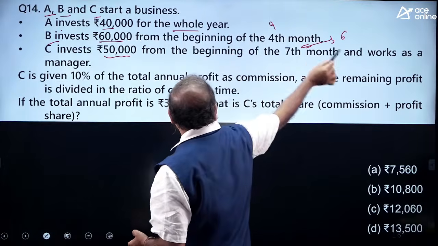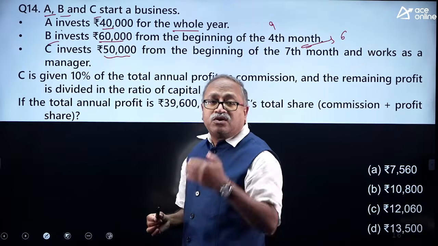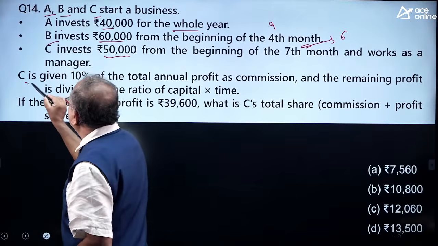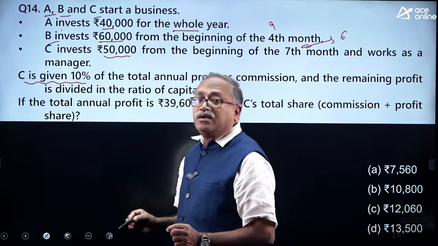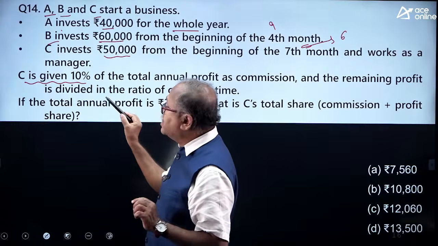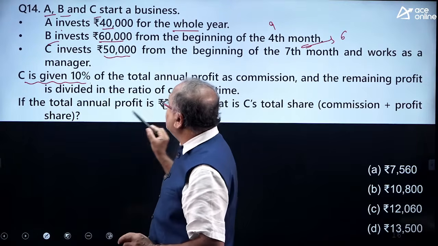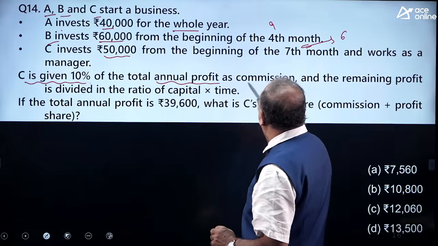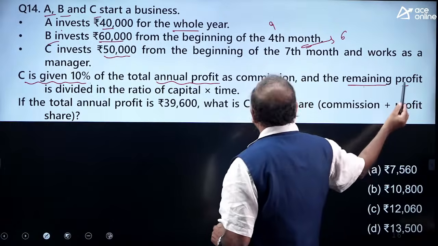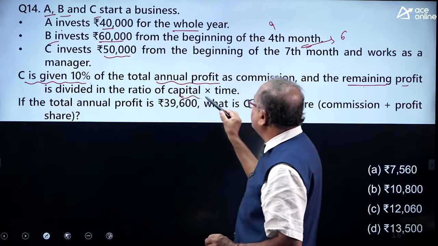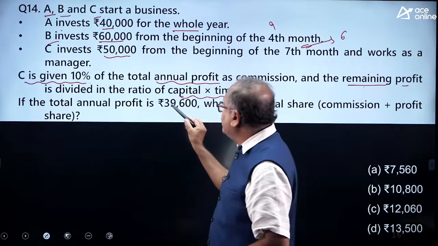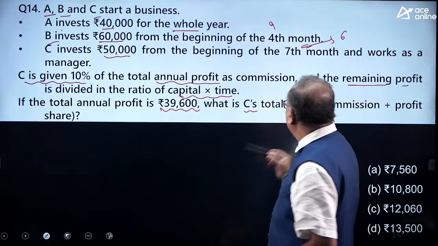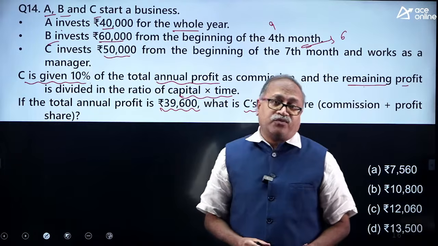So I know the capital, I know the time. So the profit and loss ratio is equal to capital ratio into time ratio. Now here is the additional part which only a few people understand or can answer. C is given 10% of the total annual profit as a commission, and the remaining profit is divided in the ratio of the capital into time. Now, if their total profit is 39,600, what is C's share? That is commission plus profit.